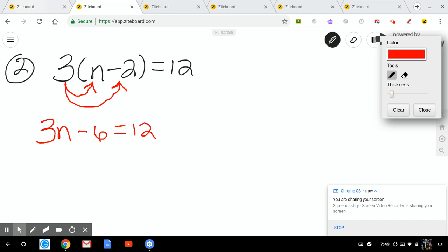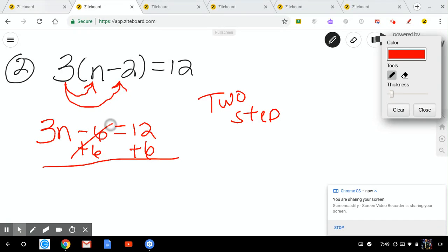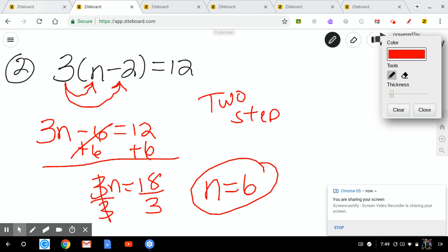Okay. So now this is, again, a 2-step. Okay. So plus 6. And again, what I do on one side, I got to do on the other. That cancels out. 12 plus 6 is 18. Bring down my 3n, and then I'm going to divide both sides by 3. Divide both sides by 3, I get n is equal to 6. So again, once I get this here, the distributive property, it becomes a 2-step, okay?